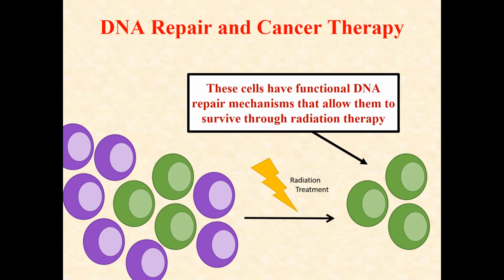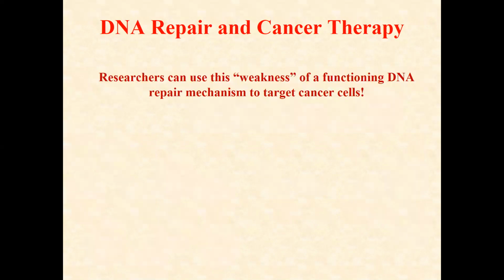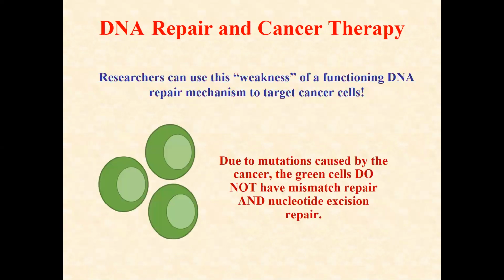So what do we do now? Researchers are now using this weakness to target these cancer cells, or find a way to block the remaining mechanism in the cancer cell to stop or slow the growth. So let's go back to our patient. All the purple cells were effectively killed by the conventional treatment, but all the green cells remain.